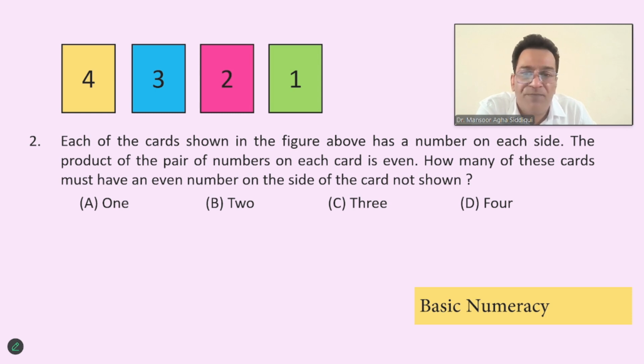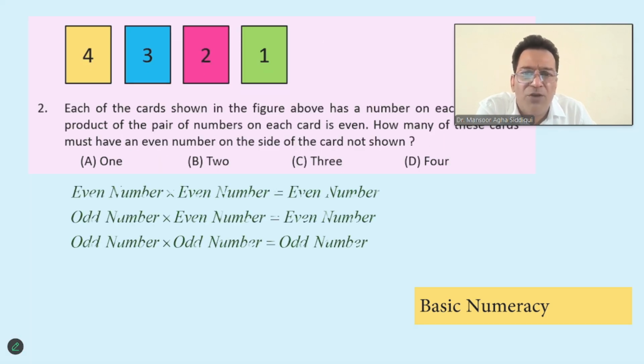So remember, you need to have a certain amount of basic mathematical knowledge. For example, you need to know that when you multiply an even number with another even number, you end up getting an even number. When you multiply an odd number with an even number, you will get an even number. And when you multiply an odd number with an odd number, you end up getting an odd number.